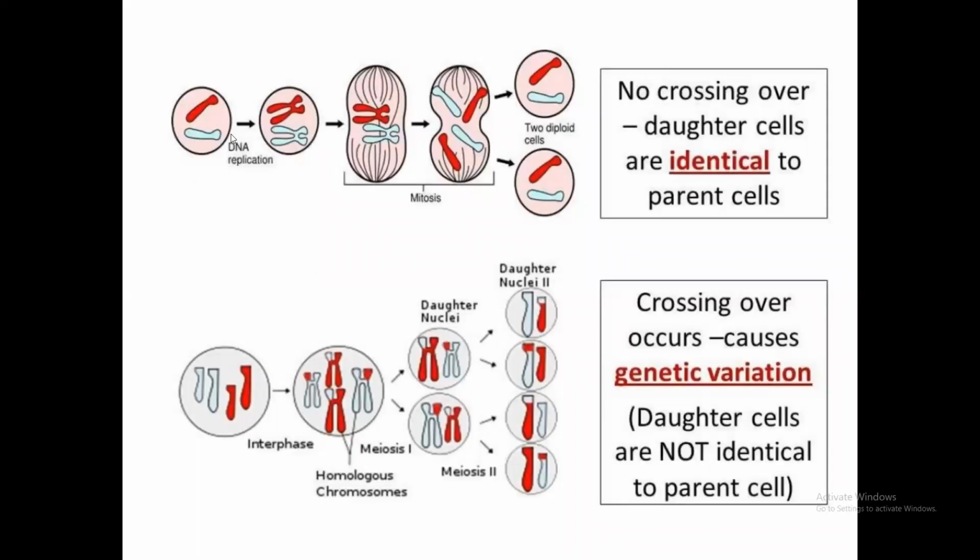Here you see DNA replication. You understand, no? Cells have to divide, so there should be replication. There is mitosis. In mitosis, if these are the actual chromosomes, the chromosomes have replicated, and during mitosis, chromosomes have been separated and two cells are formed. These are identical to the normal parental cell, and there is no crossing over. These are identical.